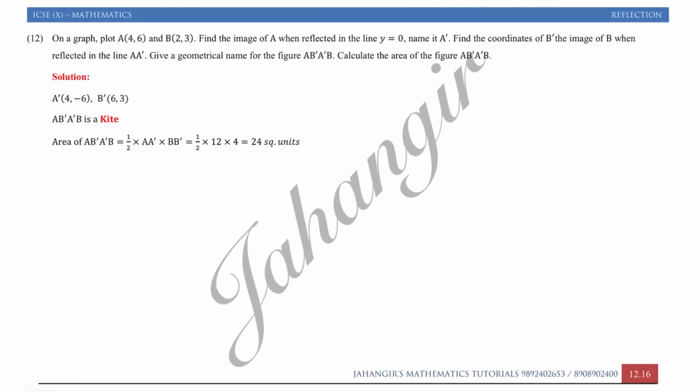Next question. On the graph paper, plot A (4, 6) and B (2, 3). Find the image of A when reflected in y equal to 0. y equal to 0 means it is the x-axis. Name it as A dash. Find the coordinates of B dash, the image of B when reflected in A dash. Give the geometrical name. Calculate the area.